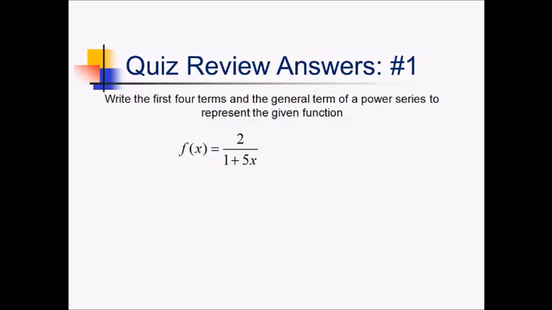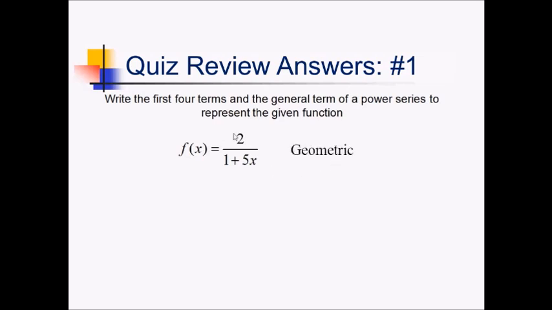On this problem, they want the first four terms and the general term of a power series to represent this function. So you could treat this as one of those Maclaurin series. This is really a 1 over 1 minus x situation that you could transform if you plug in 5x for x and multiply the whole thing by 2. But another way to do it, probably easier, is just to treat this as a geometric series.